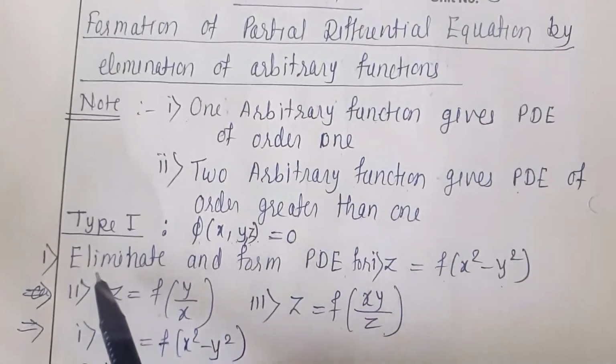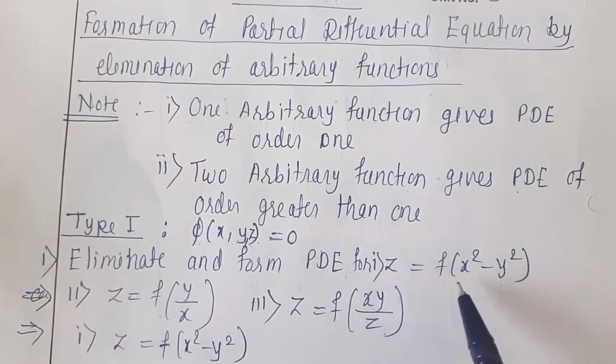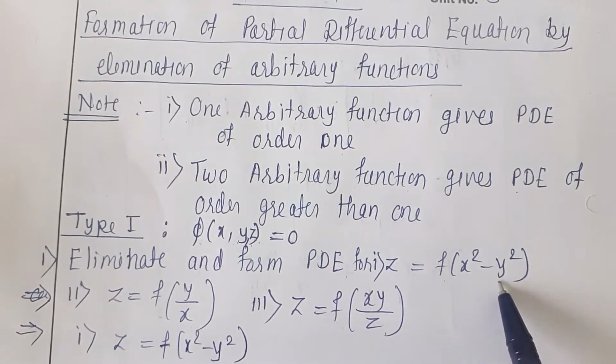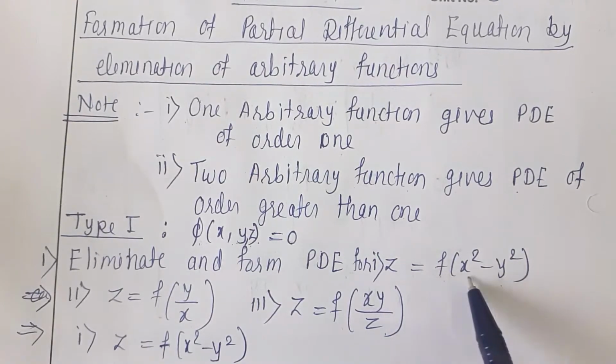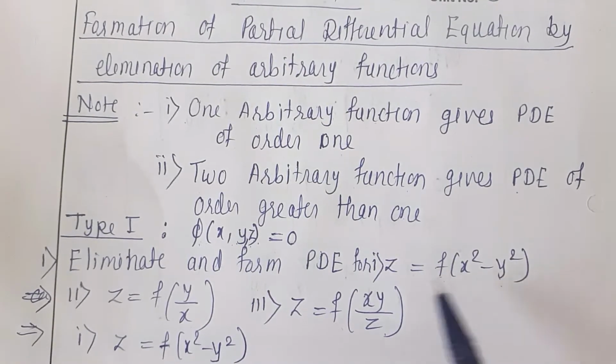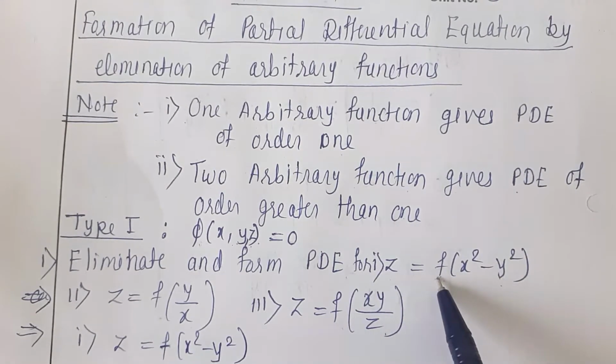The first question is: eliminate and form PDE for z is equal to f of x square minus y square. Here f is an arbitrary function, x and y are independent variables, and z is the dependent variable. So only one arbitrary function is there, so we get PDE of order 1.